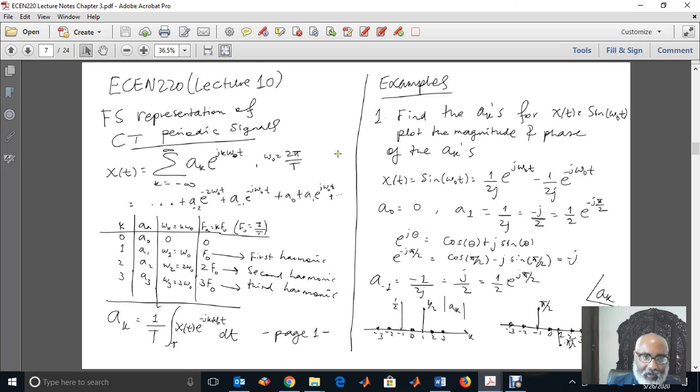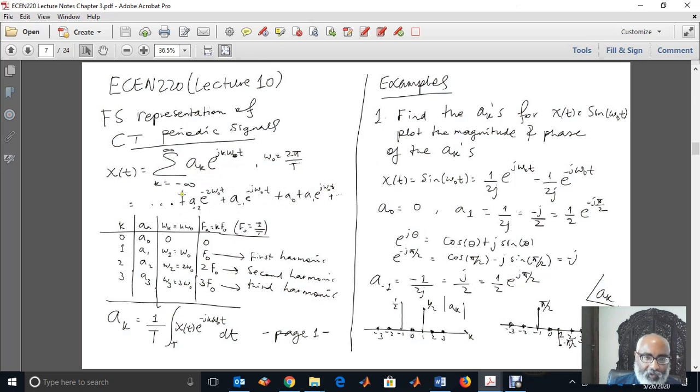So the Fourier series representation means I have x of t here. I write it as a summation from k equals minus infinity to infinity of a_k e raised to jk omega naught t, where omega naught is 2 pi over T. When I expand this, writing in long form, when k is 0, I have a_0 times e to the power of 0, which is a_0. When k is 1, a_1 e to the power of j omega naught t. When k is 2, a_2 e raised to j 2 omega naught t, and so on.